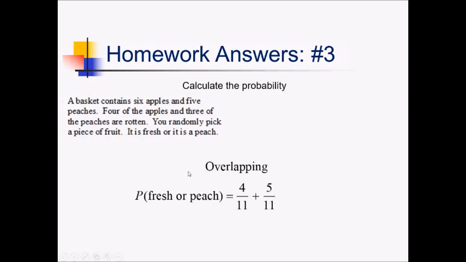So how many peaches were fresh? We said, let's see, 3 peaches were rotten, so there were 2 fresh peaches to give us 5 total. So we have to subtract 2 over 11. Those are the fresh peaches. So we've got, let's see, 4 plus 5 is 9, minus 2 is 7, all with common denominators, which makes this a little easier. So that comes out to 7 over 11.